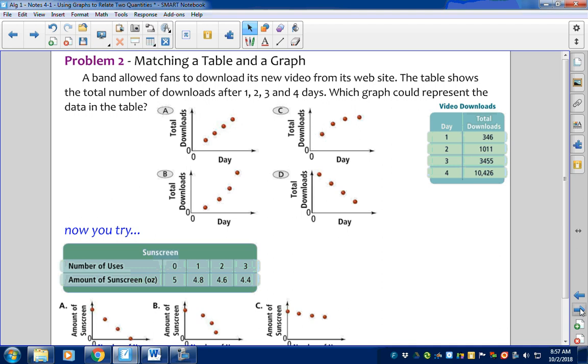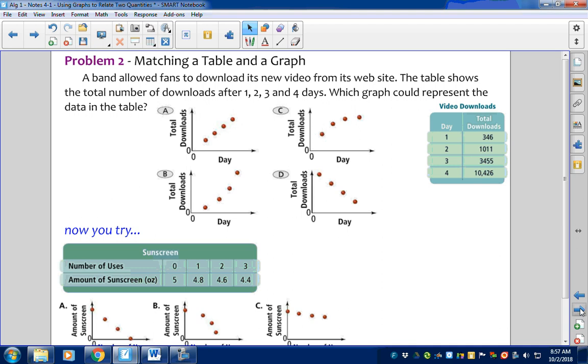All right, matching a table and a graph. I'm going to ask you to do a little bit of this. These are called discrete graphs. Do you guys know what a discrete graph is, as opposed to continuous? Have you heard that word discrete before? Okay. Discrete just means it's dots, not connected. Continuous would be connected dots.